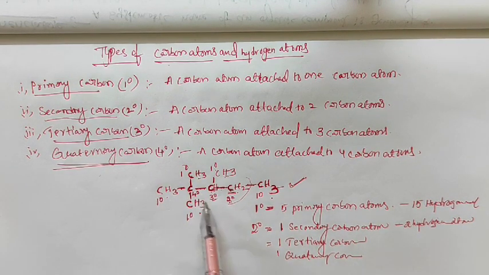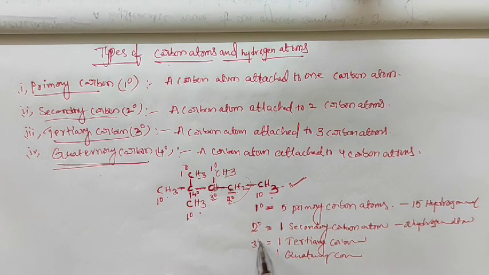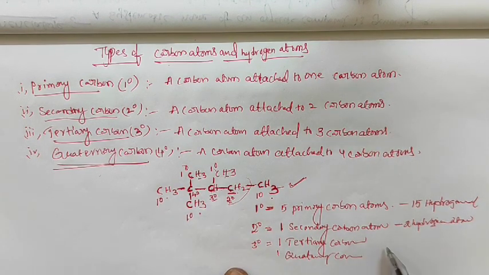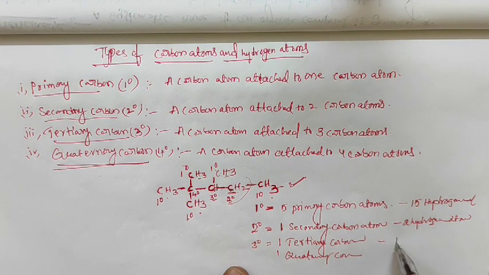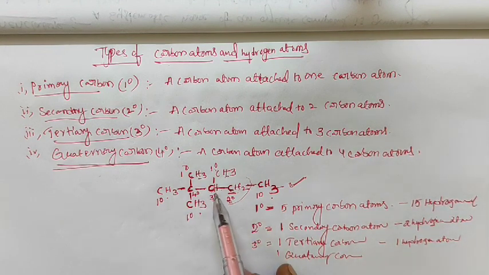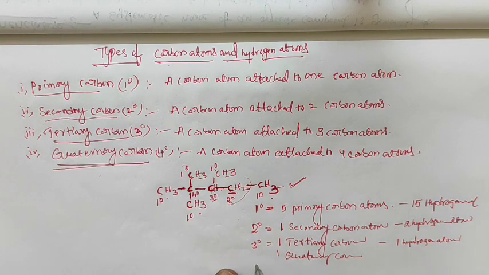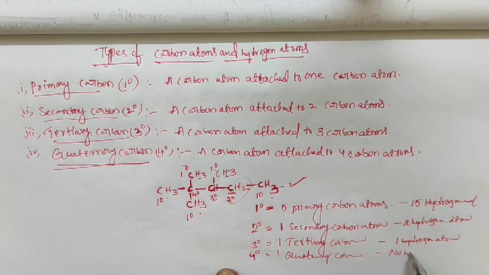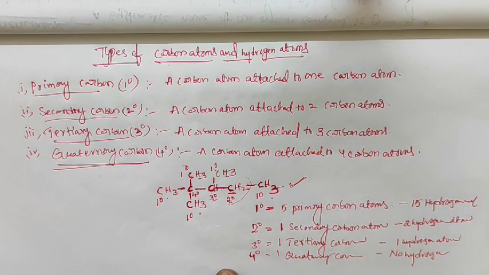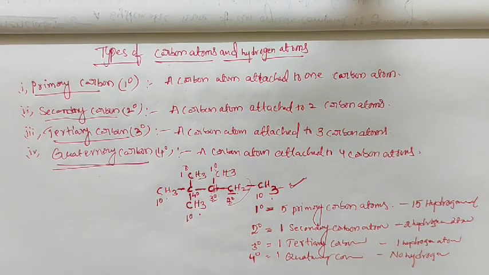Next, tertiary carbon atoms, how many? Only one tertiary carbon atom is there. And hydrogen atoms, how many? Only one hydrogen atom, because here 3 bonds are with carbon and 1 bond with hydrogen. Quaternary carbon: 1, and there is no hydrogen, because quaternary means 4 bonds attached to carbon only, so there is no hydrogen atom for that. So this is about types of carbon atoms and hydrogen atoms.